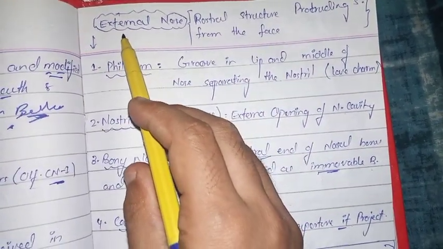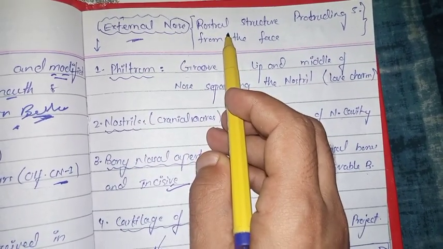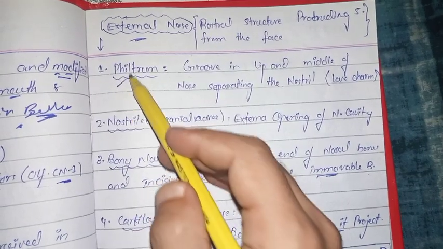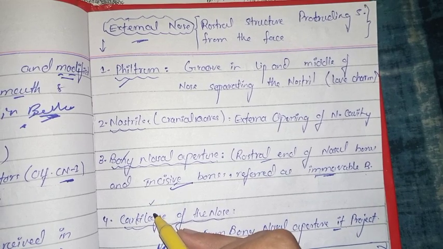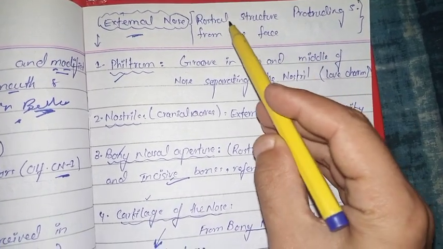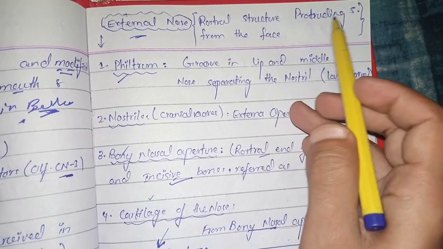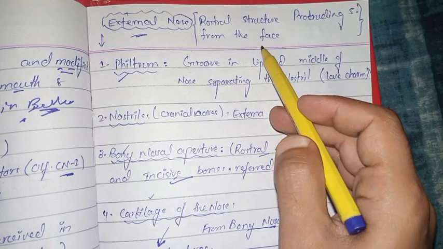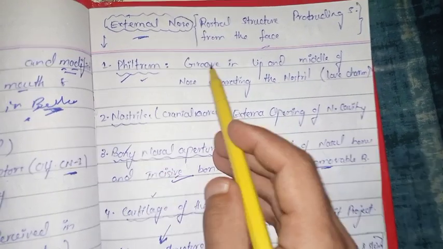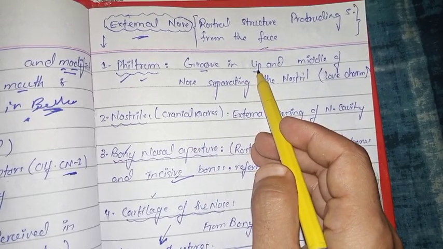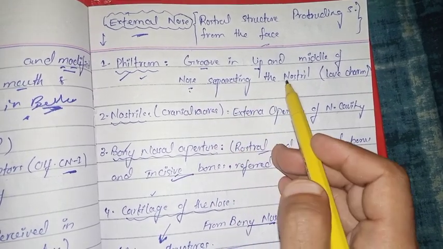Now come to external nose. As we know, external nose includes many parts like philtrum, nostrils, bony nasal aperture, cartilage of nose. These are structures which protrude out superficially from the face. What is philtrum? It is a groove in lip and middle of nose to separate the nostrils.